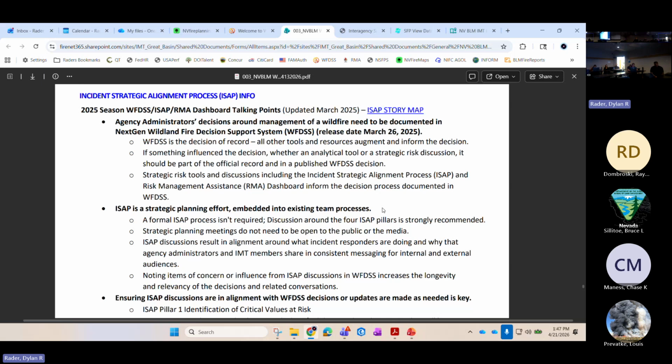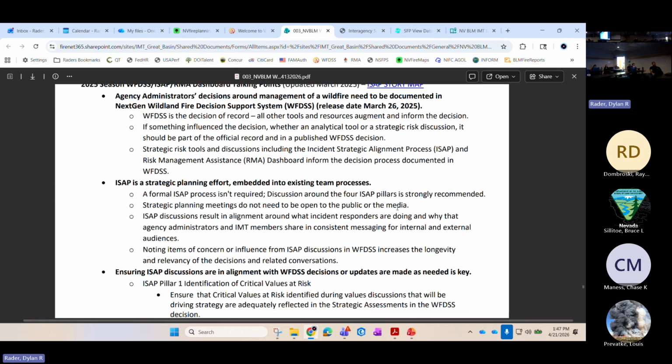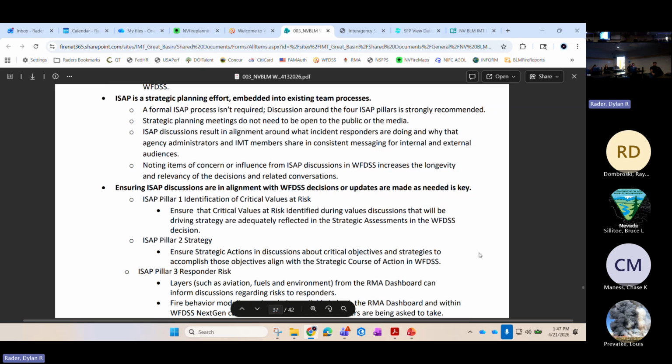And then through either the SOPL or somebody else, they're going to have somebody that just works to get the ISAP documentation included in the WFDS decision. We do have policy for ISAP now. Again, it's in the red book, where anytime there's a complex incident management team on a fire, Bureau agency administrators will complete strategic planning. It doesn't say that the incident strategic alignment process has to be the one ISAP process that's chosen, but the ISAP process that we've identified through the incident strategic alignment process is probably the best process to use if you want to make sure that all your bases are touched.